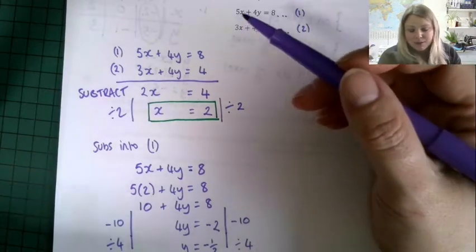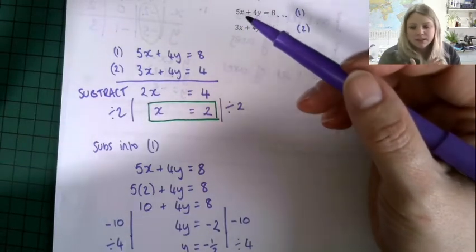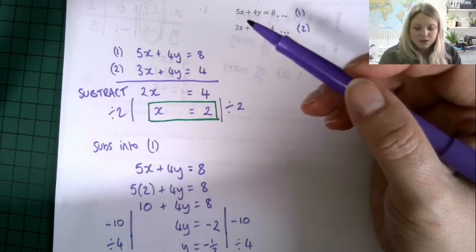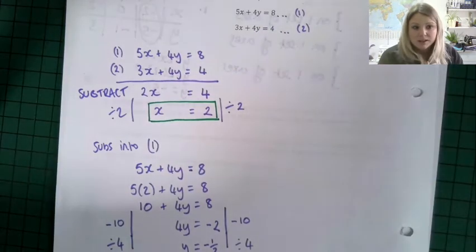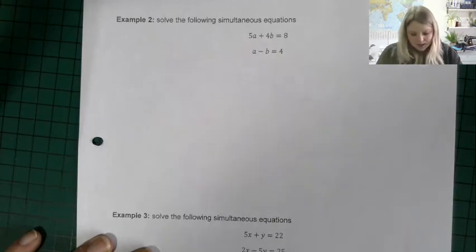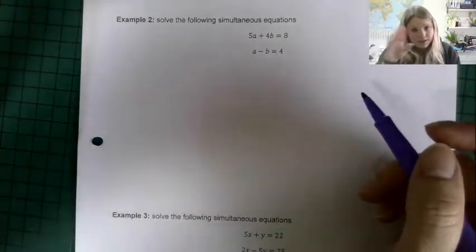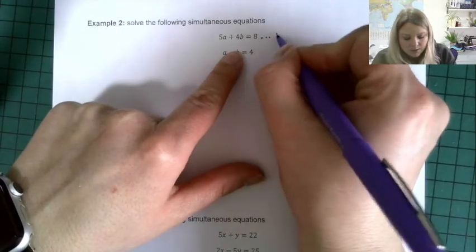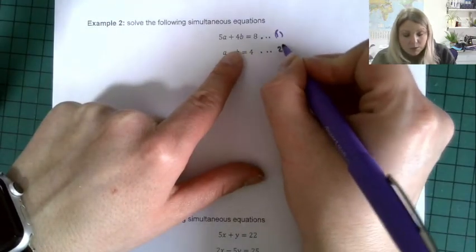Now, as I say, that method might seem a little bit strange, but the more we practice it, the more familiar we'll get with it, and the more it will start to come naturally. So let's look at another example. Over on page 67, example 2. So same again, we start by numbering our equations. So let's call this one equation 1 and this one equation 2.